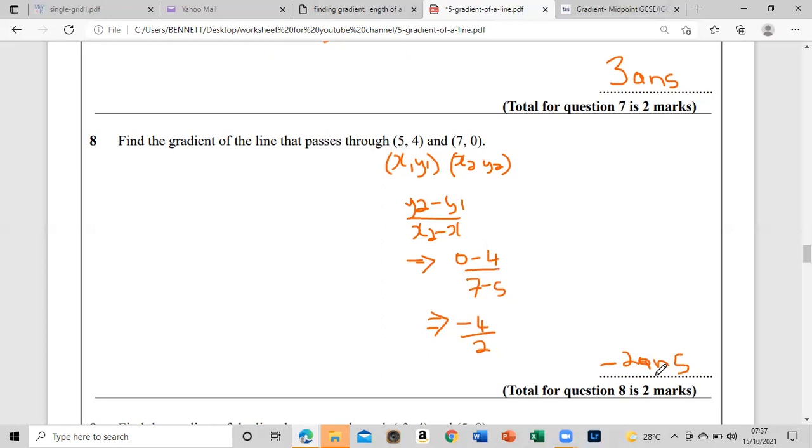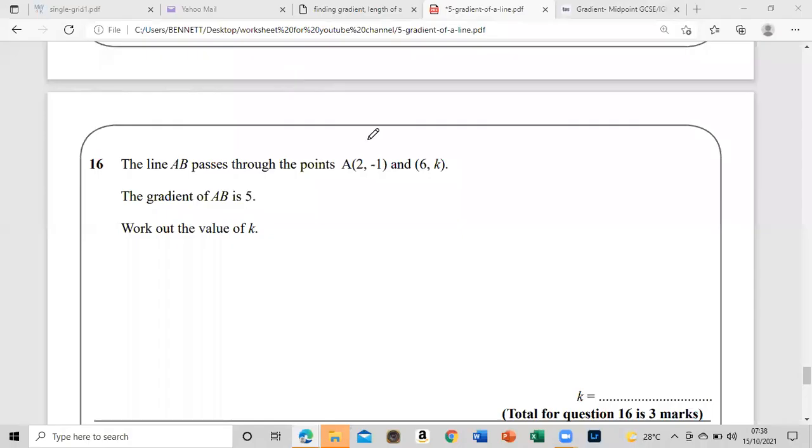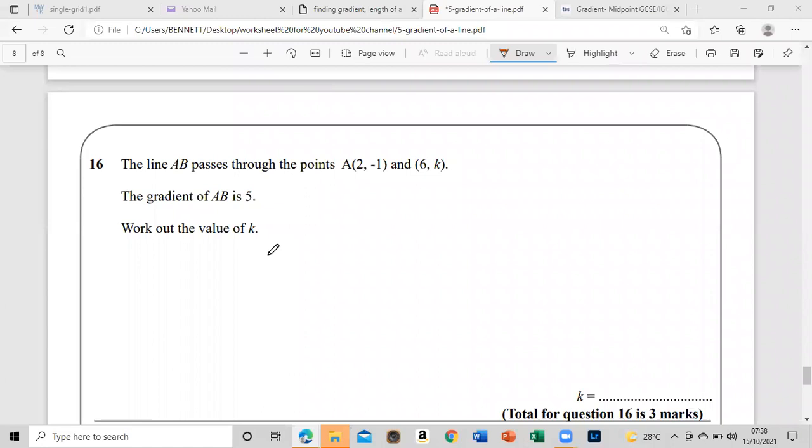Very easy, nice and easy. All right, guys, so we're going to go on to a different type of scenario.